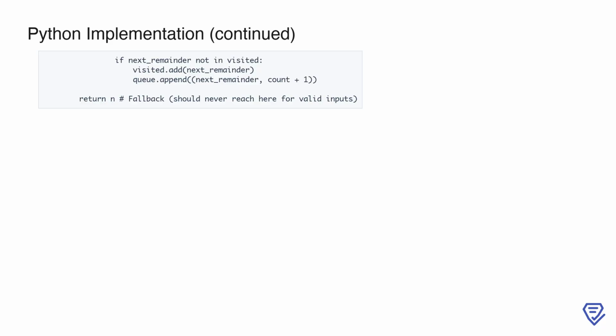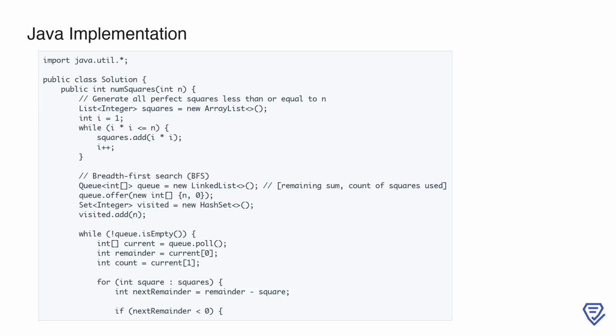This BFS approach ensures that we explore the shortest path to reduce n to 0, providing the optimal solution in terms of the minimum number of perfect squares. Here, we're implementing a solution to find the minimum number of perfect square numbers that sum up to a given integer n. First, we generate all the perfect squares less than or equal to n.